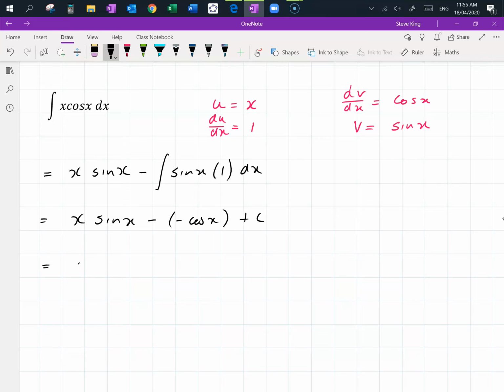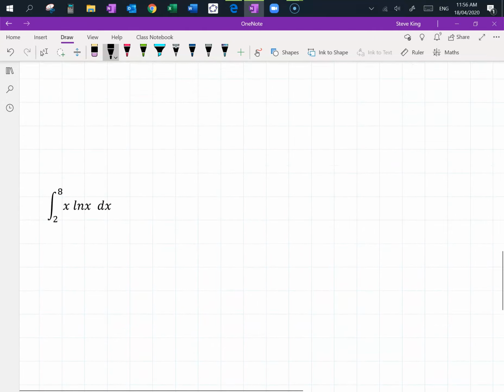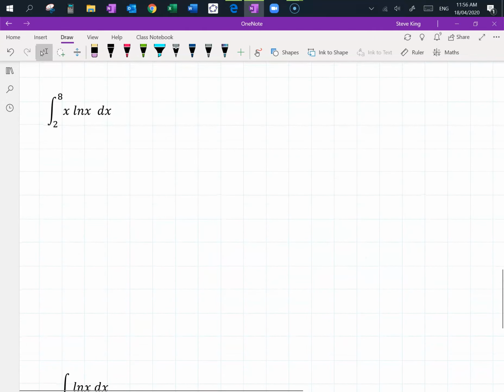And so my final answer is going to be x sine x plus cos x plus c. And there we have the integral of that function. This can go further. We can look at definite integrals involving products. And now we need to look at this one.